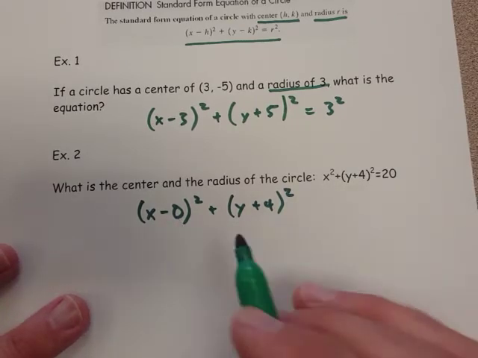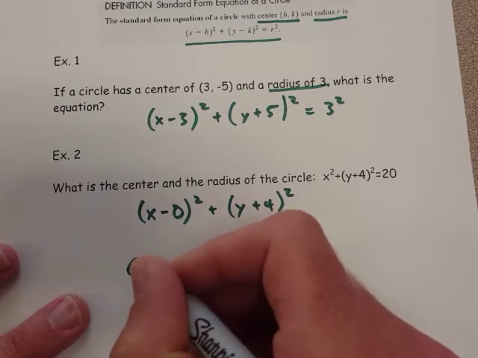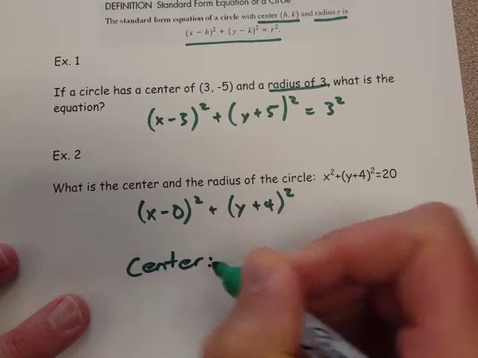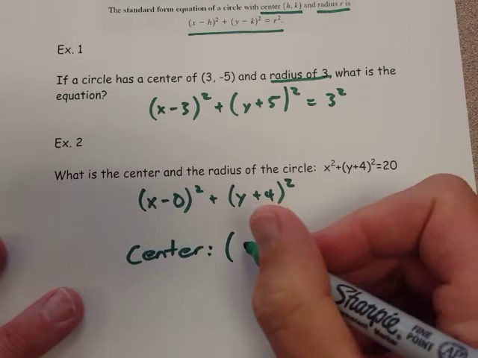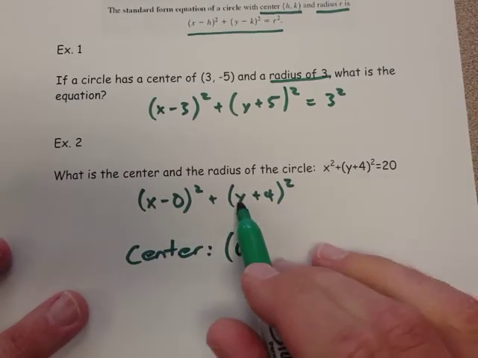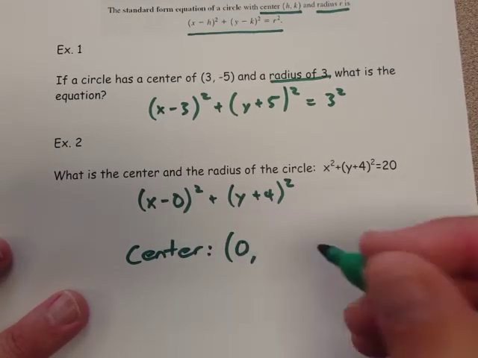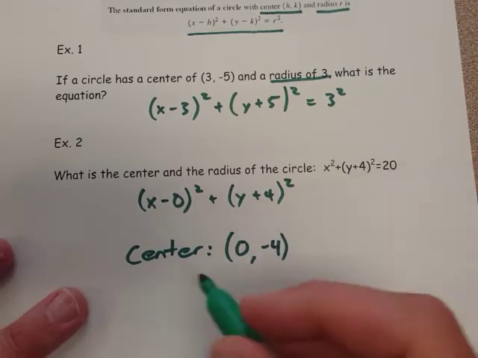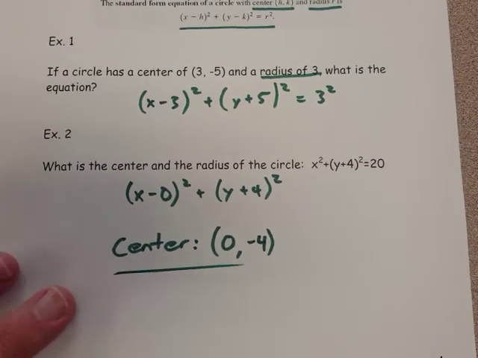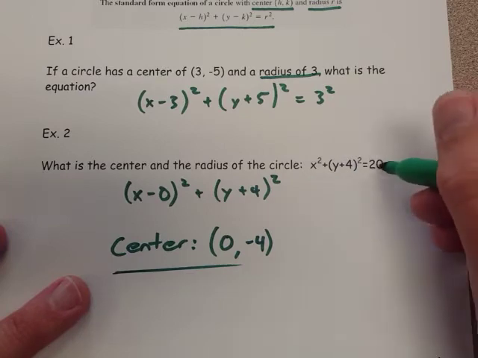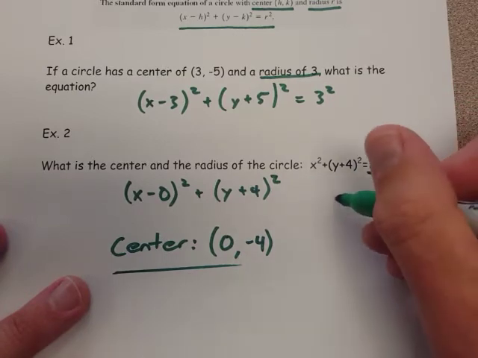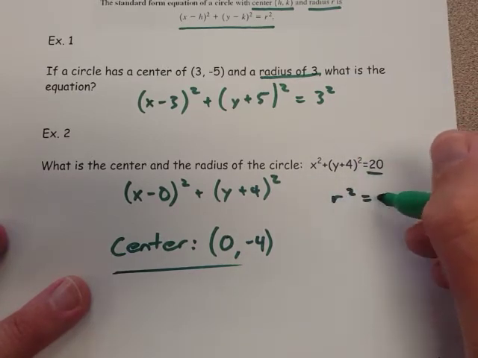So that means that in the x, if we're talking about the center, the x coordinate of the center is just going to be 0. The y coordinate is going to be the opposite of plus 4, so that's going to be minus 4. So we've got the center. We also want to find the radius. Now it says here that we're equal to 20, so 20 is really r squared.